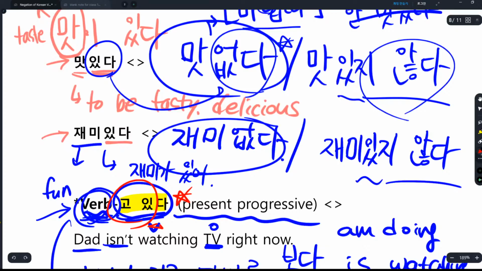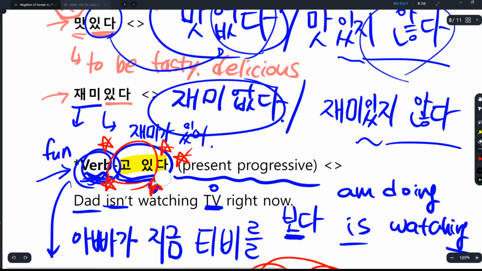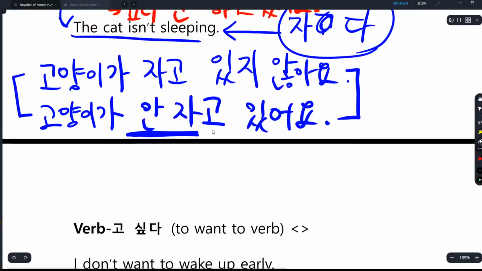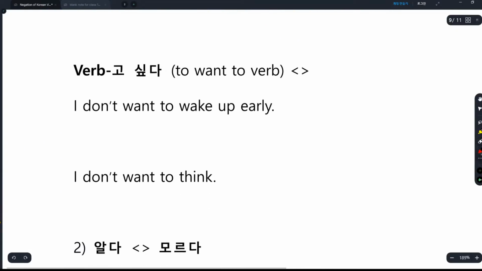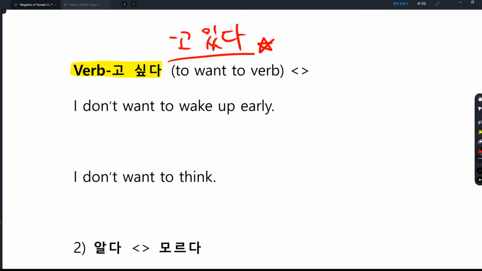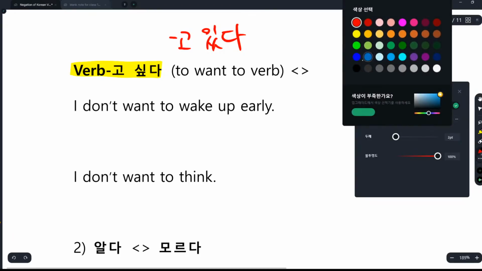이게 좀 은근히 헷갈려요. A lot of learners find it confusing. So it requires some practice to get used to it, of course. 그 다음에 let's move on to 고 싶다. So negating 고 싶다 would feel just as confusing as negating 고 있다. And this is also one of the things that a lot of learners find confusing and still have a hard time getting used to. But like I said, with much practice, it's definitely not rocket science. It will come naturally to you at some point.